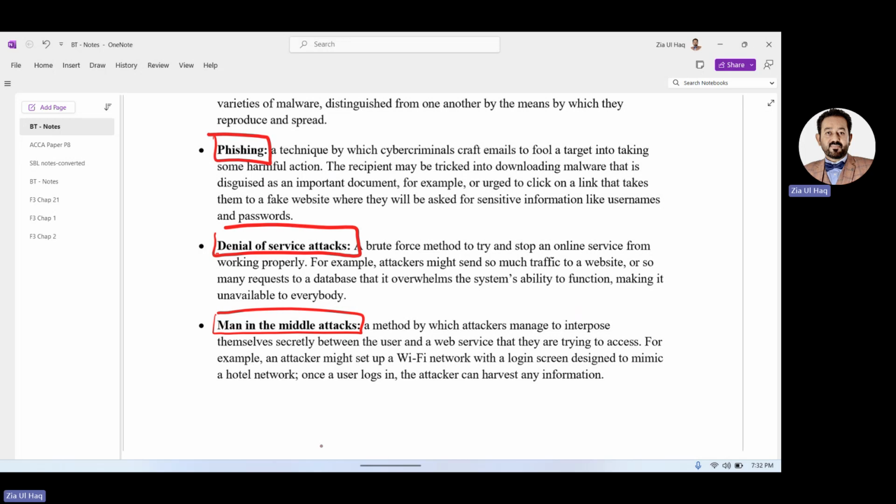What is that? A method by which hackers manage to interpose themselves secretly between the user and a web service that they are trying to access. For example, an attacker might set up a Wi-Fi network with a login screen designed to mimic a hotel network. Once a user logs in, the attacker can harvest any information.